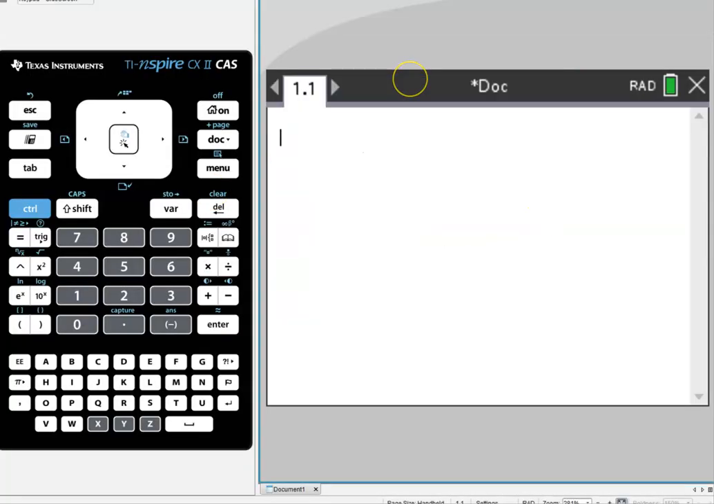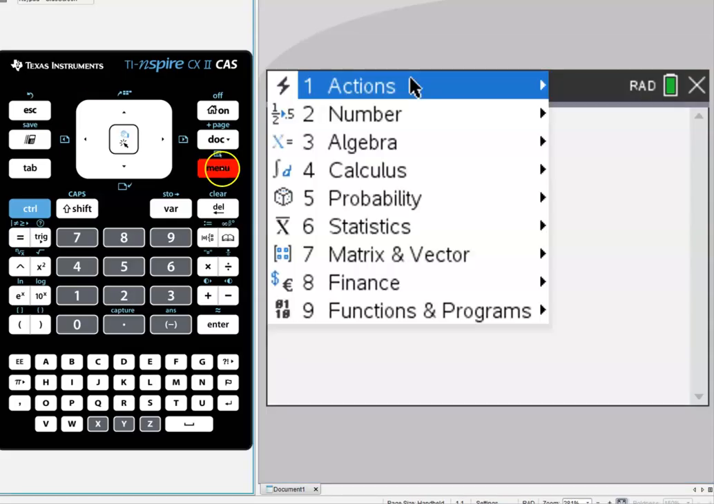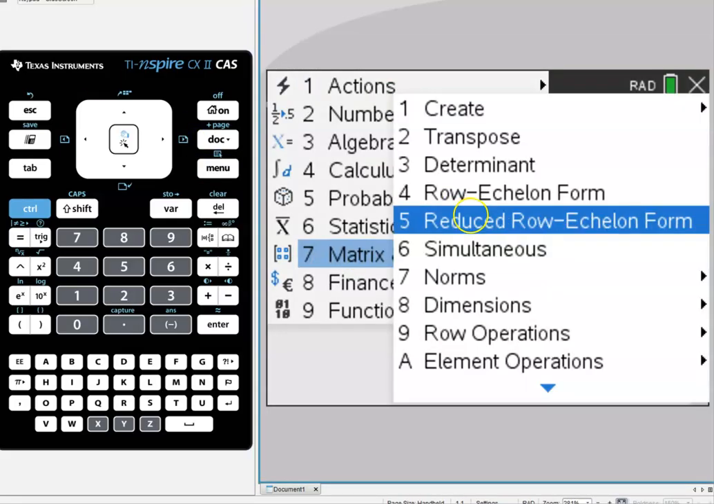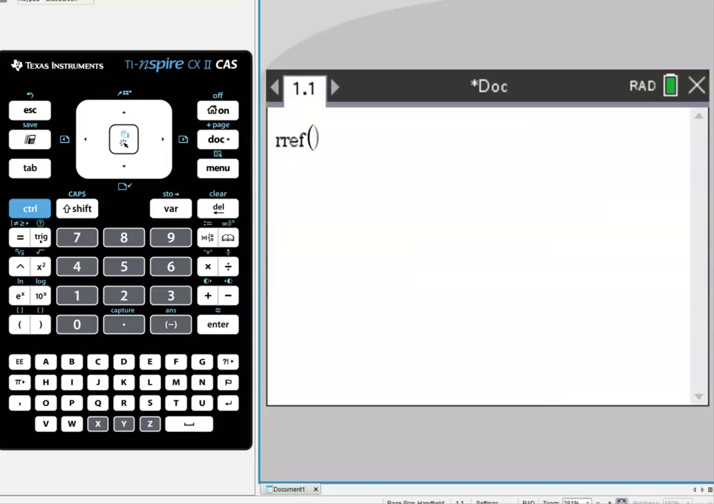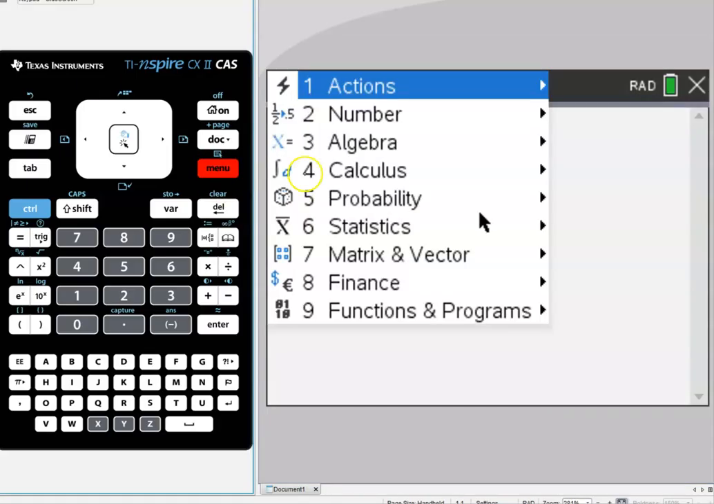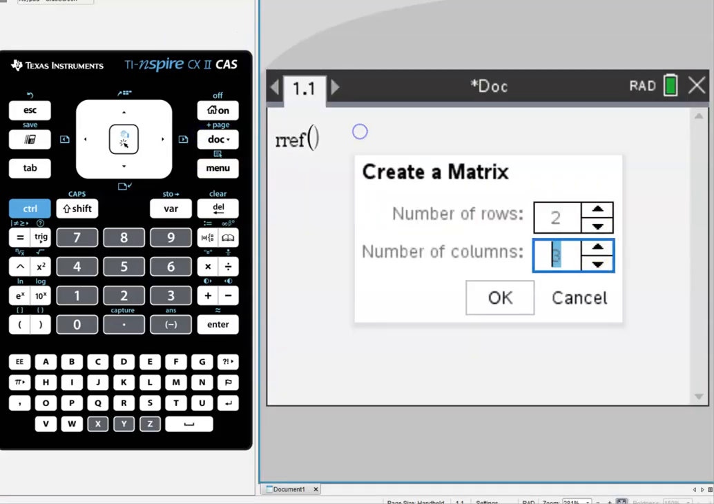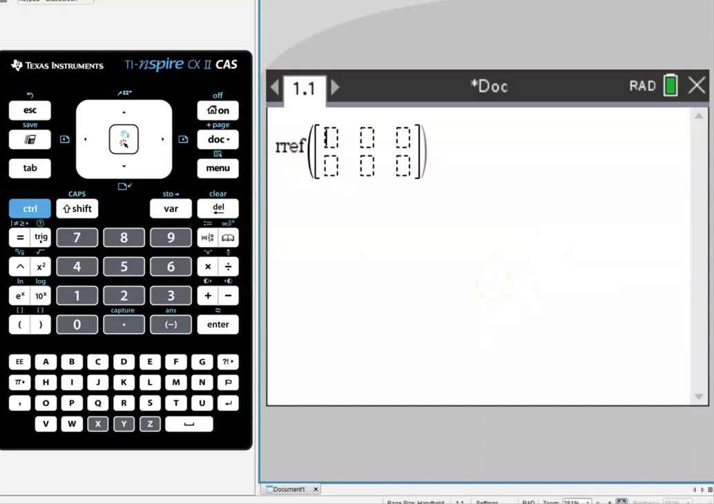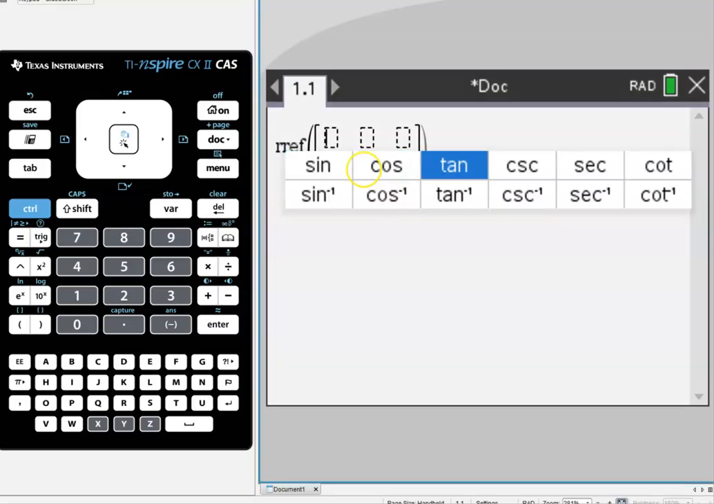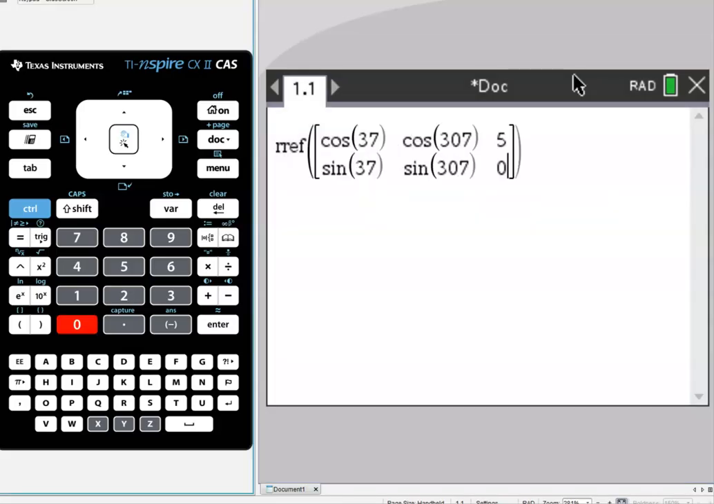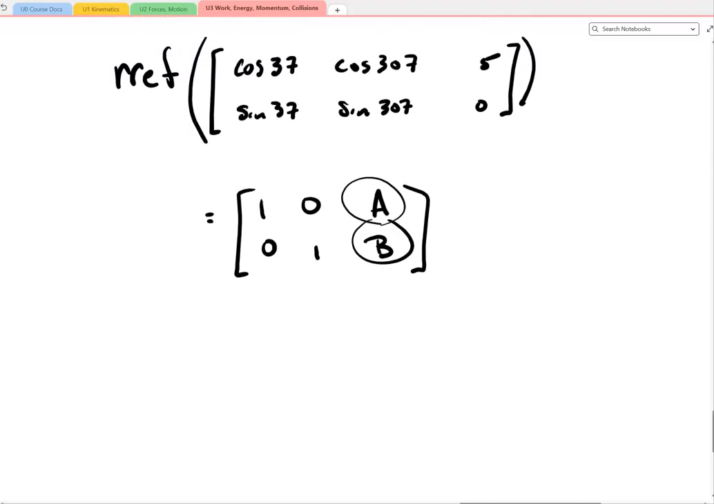And if we bring up our calculator here and create a new calculator page, we can jump into menu, choose option 7, then number 5 to call our RREF command, then menu 711 to create a matrix. We do want 2 rows and 3 columns, and we're using, one more time, cosine. Oops, let me just punch this in because my screen is acting a little bit wild. Okay, so I think we have that in there, and a quick double check, make sure we've got everything set up the way we expected it to. So cosines across the top, sines across the bottom, 5 and 0.